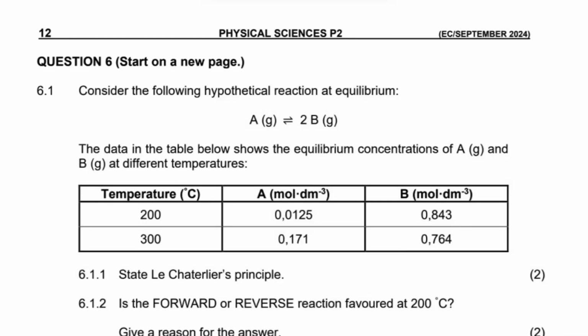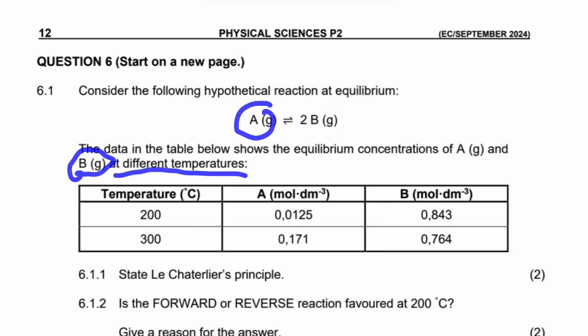This is the Eastern Cape 2024 trial exam. I'm going to look at the chemical equilibrium. Consider the following hypothetical reaction at equilibrium. This is a hypothetical reaction. Hypothetical means it's a reaction that doesn't exist. These are compounds or elements that do not exist. The data in the table shows equilibrium concentrations of A and B at different temperatures.